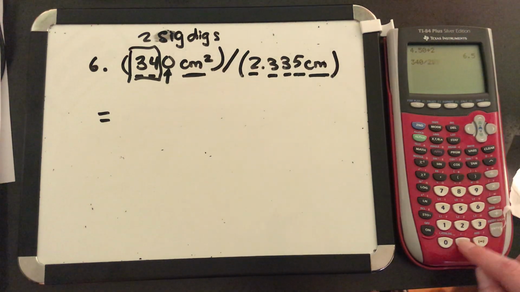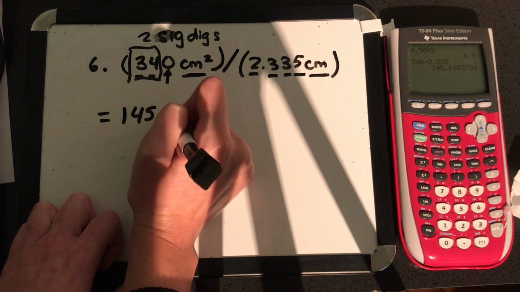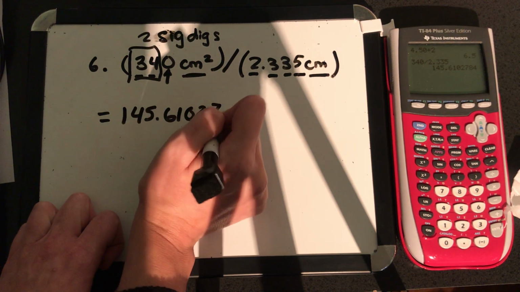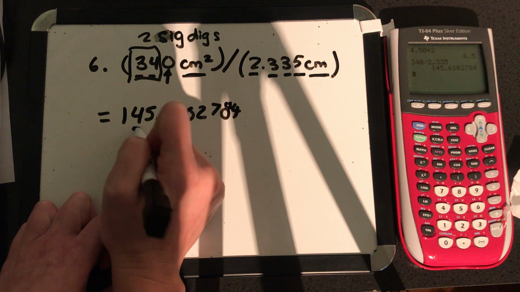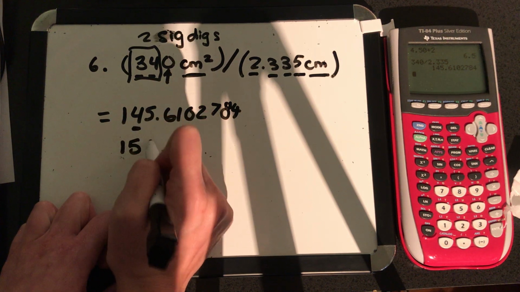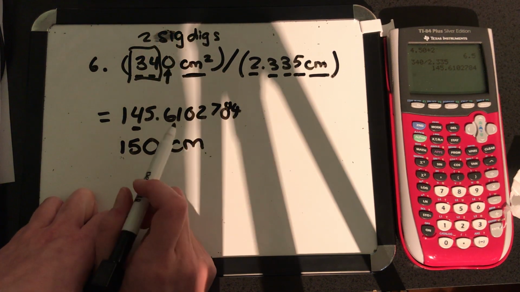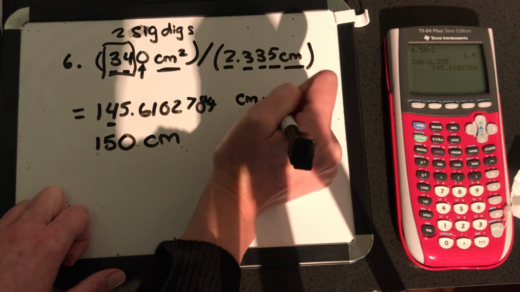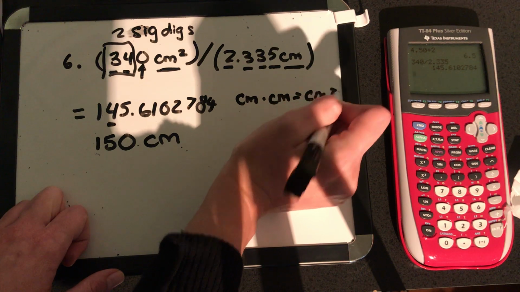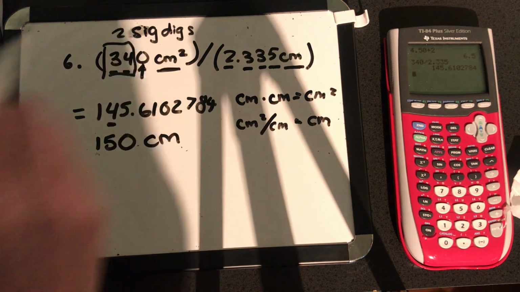340 divided by 2.335, we get 145.61028784. 2 sig digs, that's going to be right here. So we look here to a 5 and we round this up to 150 centimeters. The reason the answer is centimeters is because you're dividing centimeters squared by centimeters. Centimeters times centimeters would be centimeters squared, and if you're dividing centimeters squared by centimeters, you get centimeters.